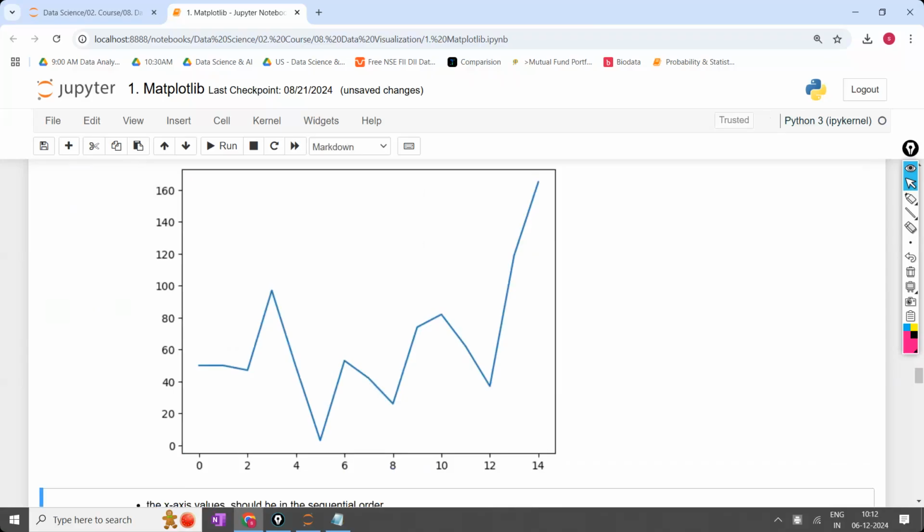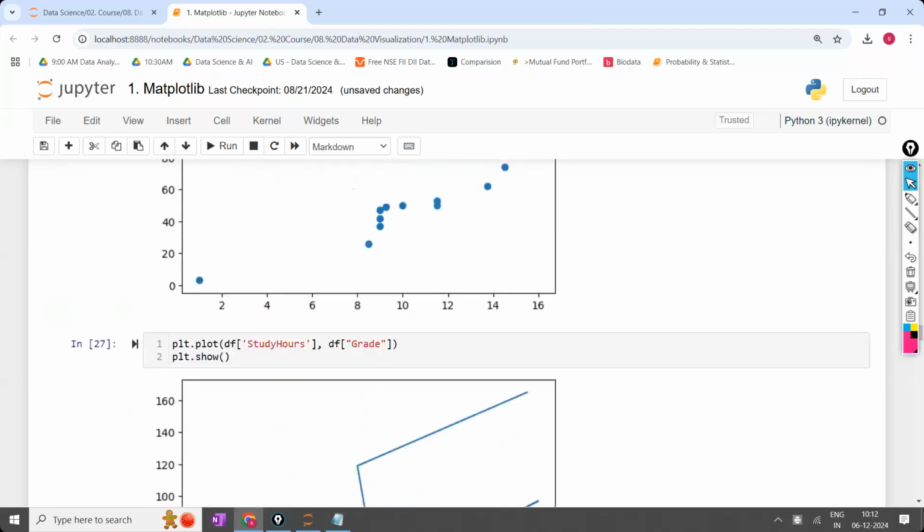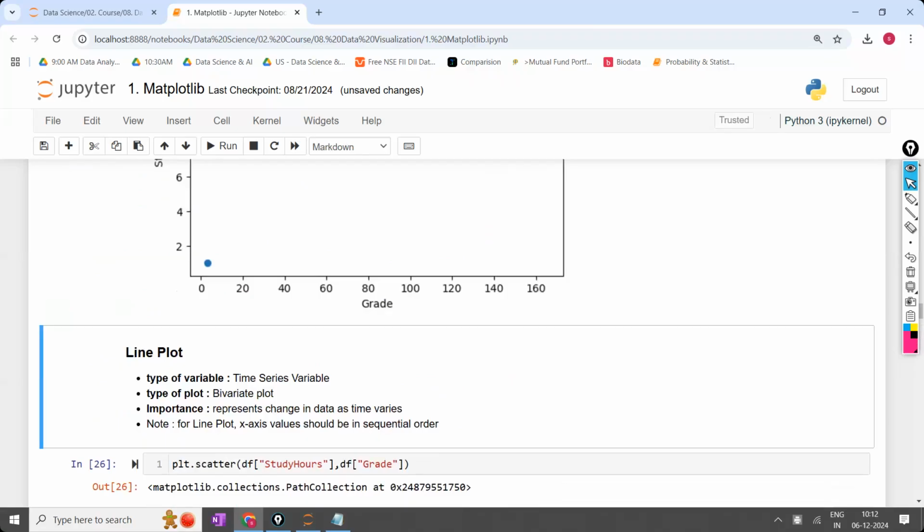Is the point clear? Whenever you have sequential data on the x-axis, at that time you have to go with the line plot. For non-sequential data on the x-axis, the line plot will not make any sense. The same thing which I have written here. So it is a time series variable.